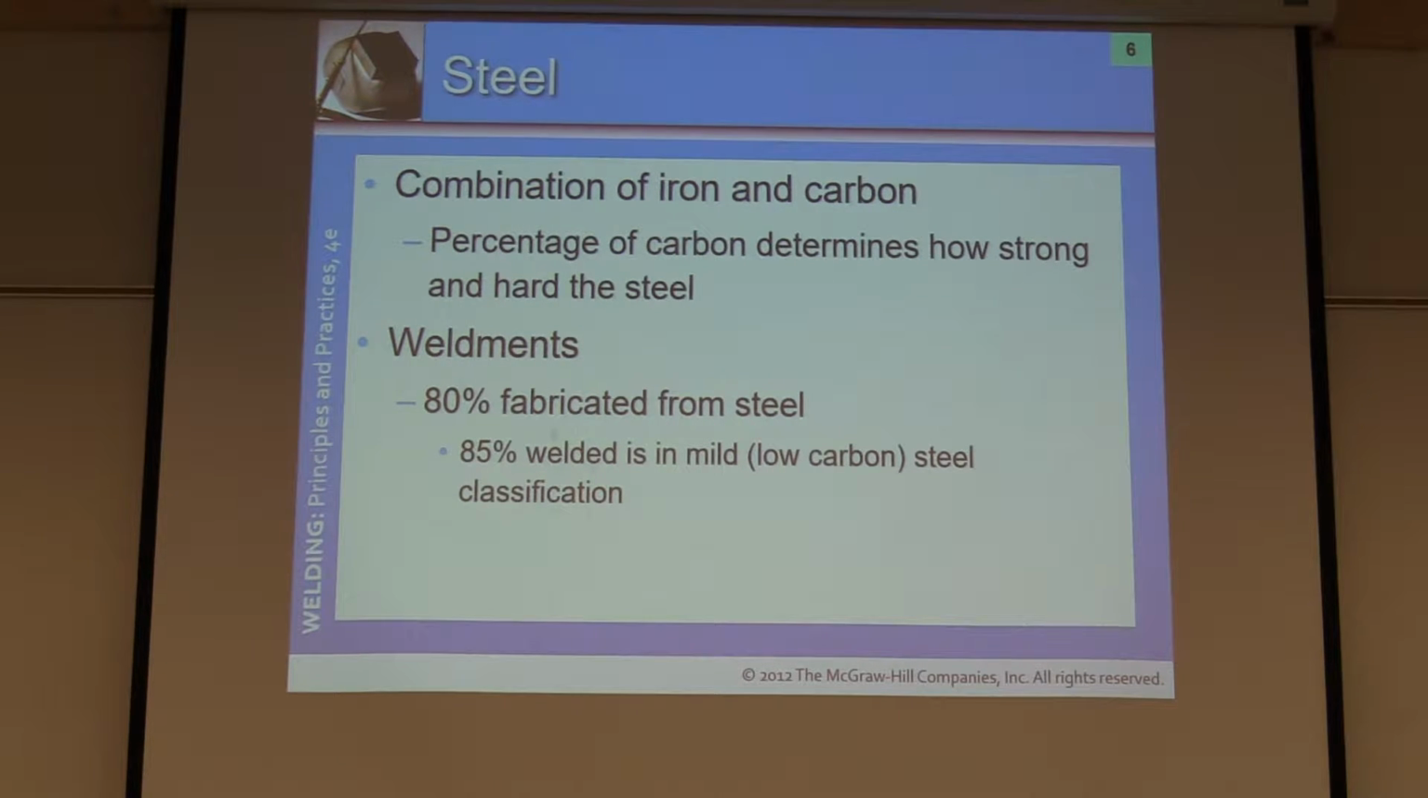Although it's possible to weld nearly all the ferrous and non-ferrous metals and alloys, this chapter will be concerned primarily with steels in the low and medium carbon ranges. These are the steels that the student will be primarily concerned with in the practice of welding. It has been estimated that nearly 80% of all weldments are fabricated from steel. 85% of the total amount of steel welded is in the mild, low-carbon steel classification.